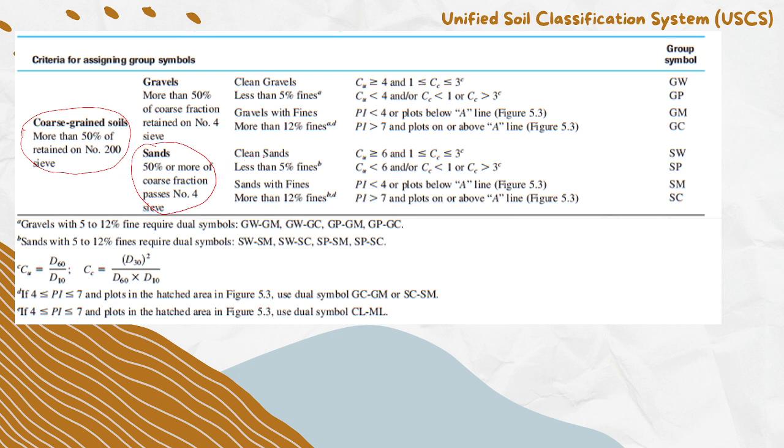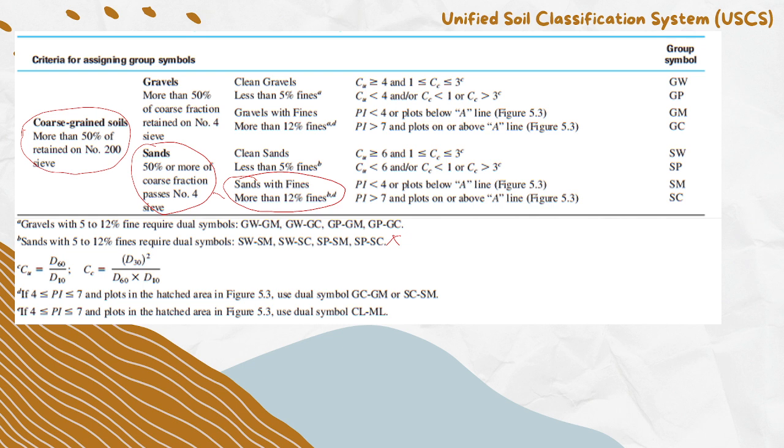And then let's determine whether it is clean sands or sands with fines. Our percentage of fines is 30%, because the percentage passing the number 200 are the fines, and we have 30. So, more than 12% fines. Sands with fines. And then, we have the notes B and D. Sands with 5 to 12% fines are required to use dual symbols. But our percentage is 30. So, this is not applicable.